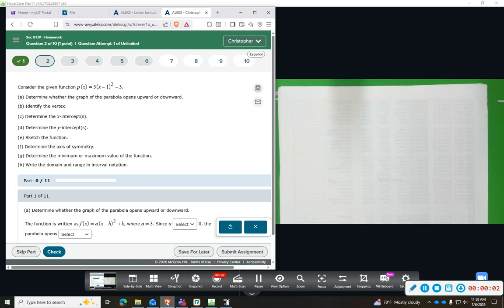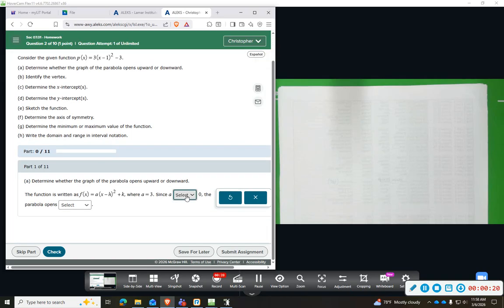Number 2, we have 11 parts. So again, we're going to be analyzing this equation and graph. Given this function, we want to determine whether the graph opens up or down. So we just focus on this leading term. It is positive, so that tells me that it opens up. Since A is greater than 0, the graph of the parabola opens upward.